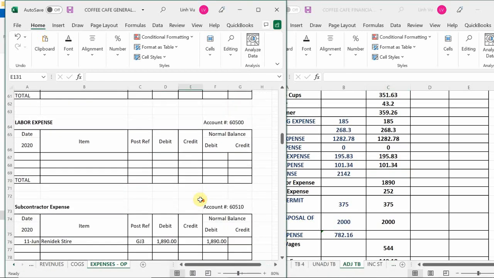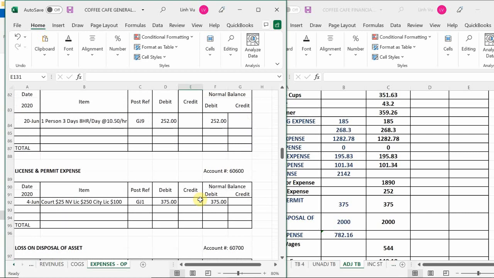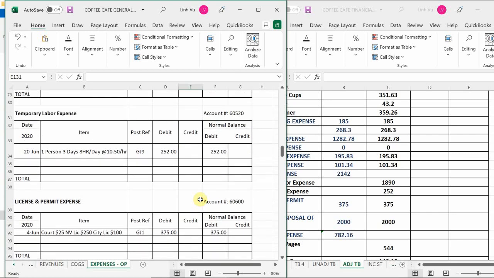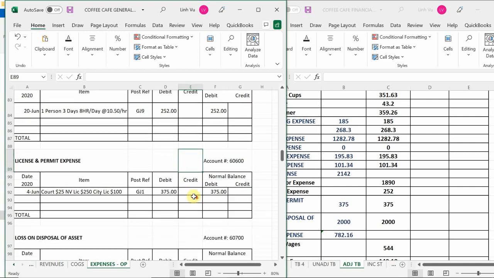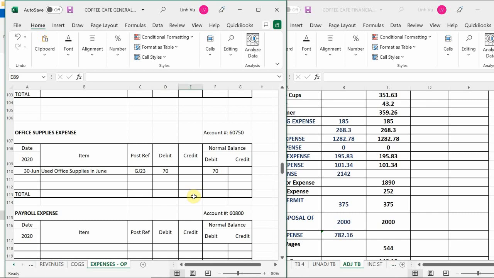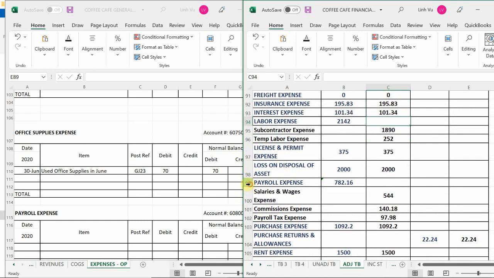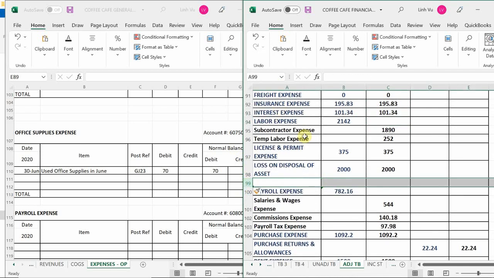Okay. Labor expense is still the same, right? You got the $18.90 for subcontractor, and then the $2.52 for the temporary labor to give you a total of $21.42. Okay. Your license and permit, so $3.75. Your loss on disposal, so $2,000. Then we have office supplies expense. Okay. So we gotta insert that in there. Office supplies expense was for $70.